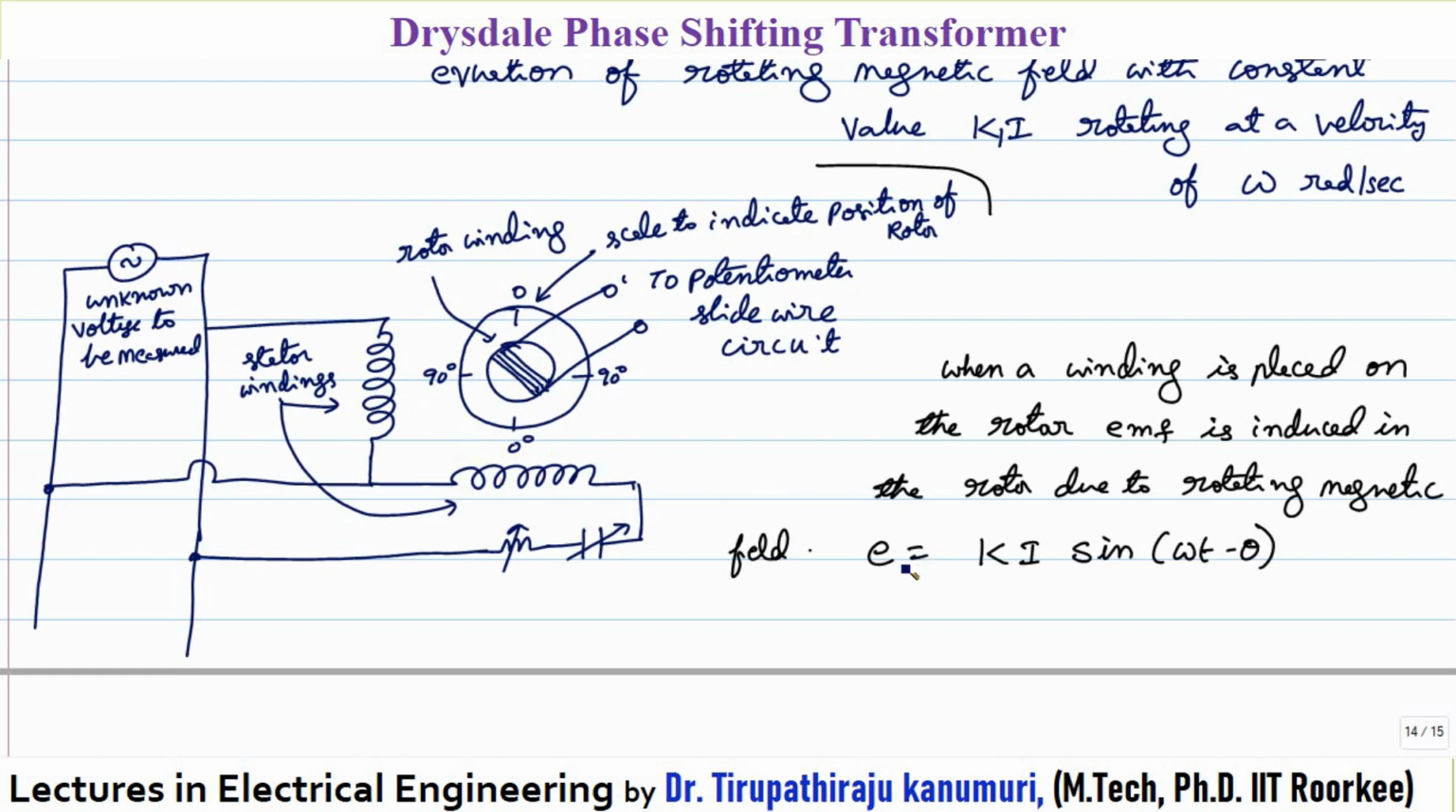So we can say that the EMF induced in the rotor will be some constant times the current passing through the windings, I sine(omega t minus theta). This induced EMF will be sinusoidal only because the rotating magnetic field is changing with respect to time. It depends on the location theta. Depending on where you keep your rotor, the EMF induced in this rotor circuit will be displaced from the stator voltage by an angle theta.